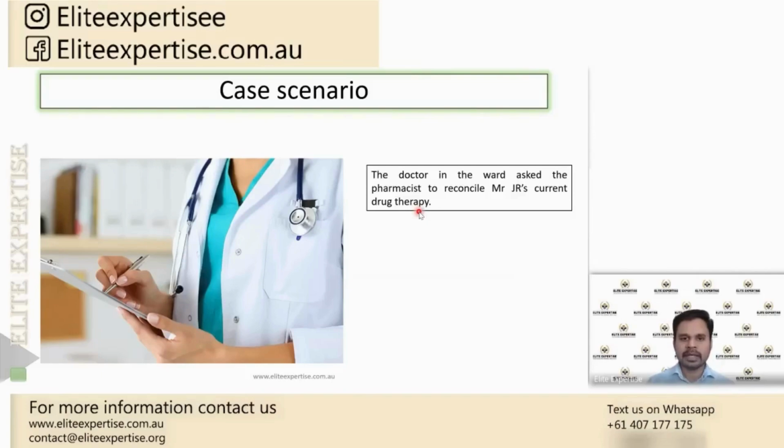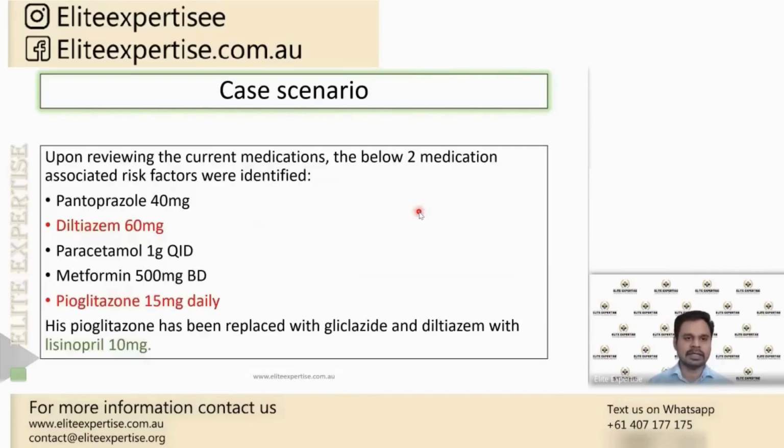In the current home medications the patient is taking, if we have a look, the patient is on diltiazem. Diltiazem is a calcium channel blocker. We know that diltiazem has a negative inotropic property. It decreases the force of contraction. So that's why it is one of the main risk factors for this patient.